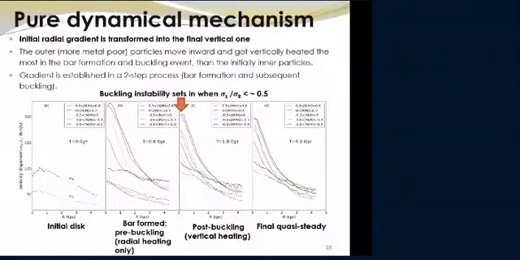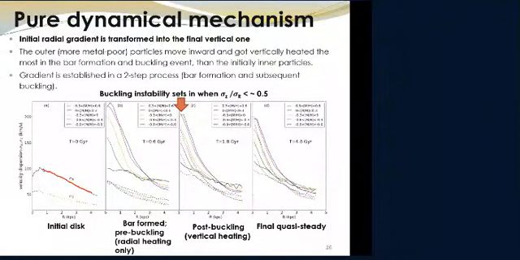And so I just want to emphasize that this is a pure dynamical mechanism to establish a vertical metallicity gradient. Initially you have a radial metallicity gradient, and the disk is very thin.